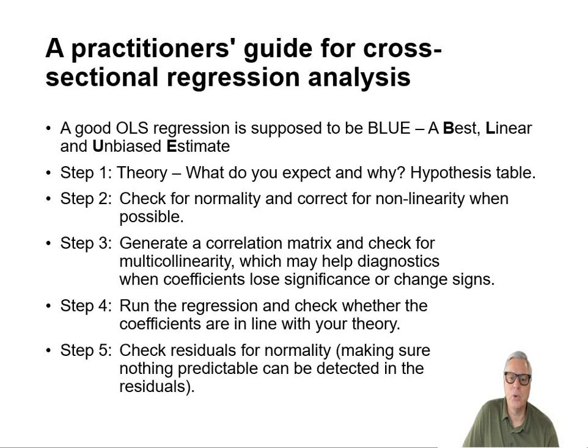And a good ordinary least squares regression is supposed to be BLUE, which means it is the best linear and unbiased estimate. And so what you try to do is, in step one, you have to have a theory. What do you expect and why? So maybe you want to do a hypothesis table.